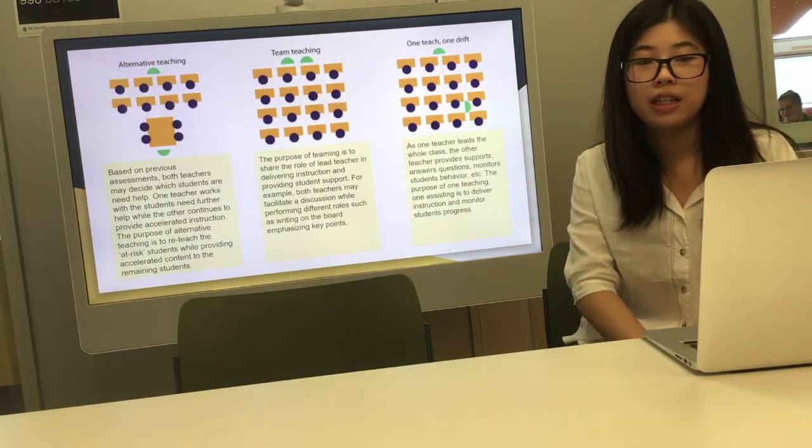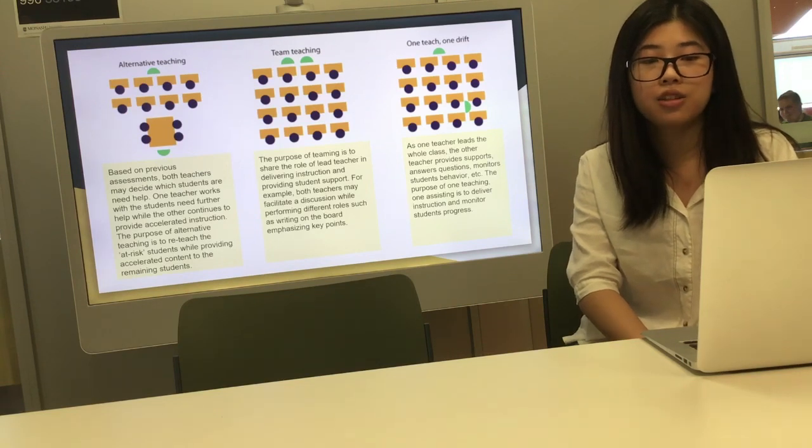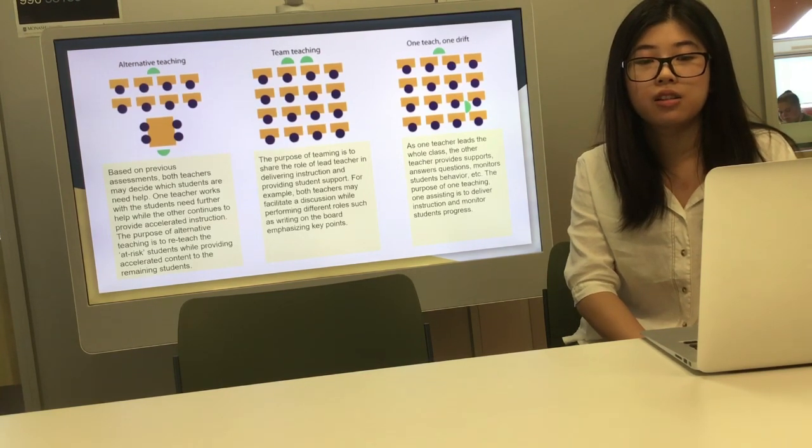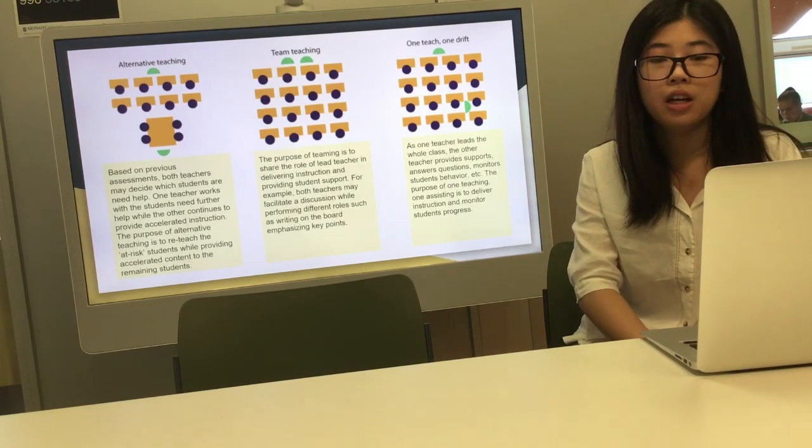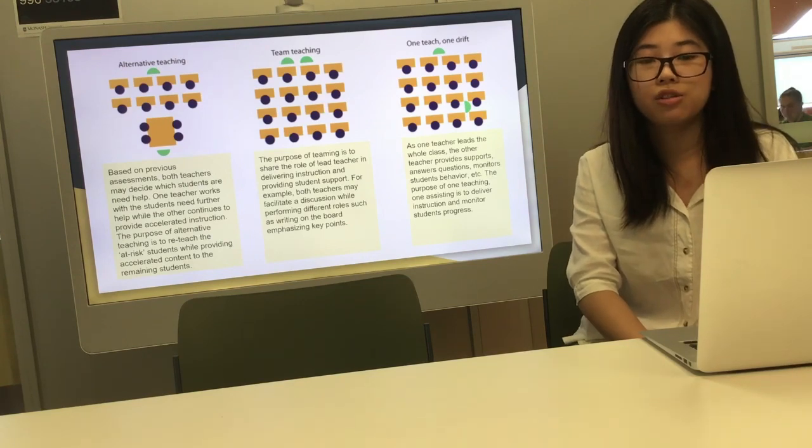As one teacher leads the whole class, the other teacher provides support, answers questions, monitors students' behavior, like the students who have ASD in our classroom. So the purpose of one teaching, one assisting is to deliver instruction and monitor students' progress.